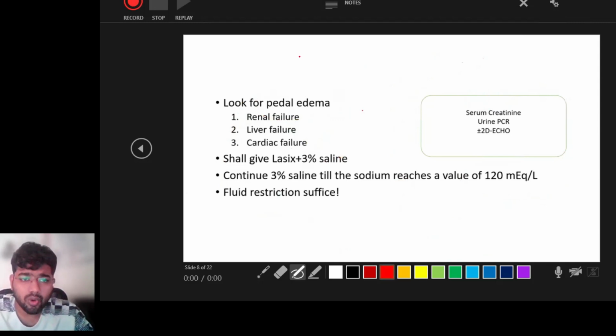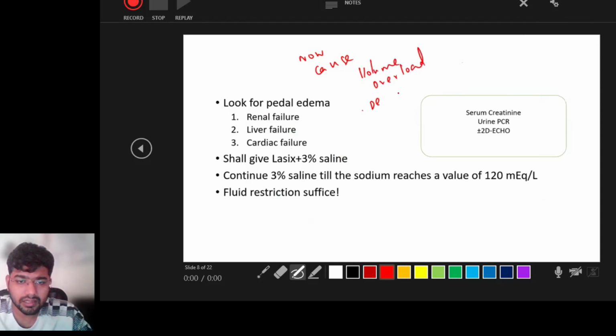Yes. So now we have to find the cause for hyponatremia. Before finding the cause, we have to separate these patients into three categories. How can we separate? Number one, volume overload state. Number two, dehydrated state, the hypovolemic state. So this is hypervolemic hyponatremia, this is hypovolemic hyponatremia, and third is euvolemic hyponatremia.